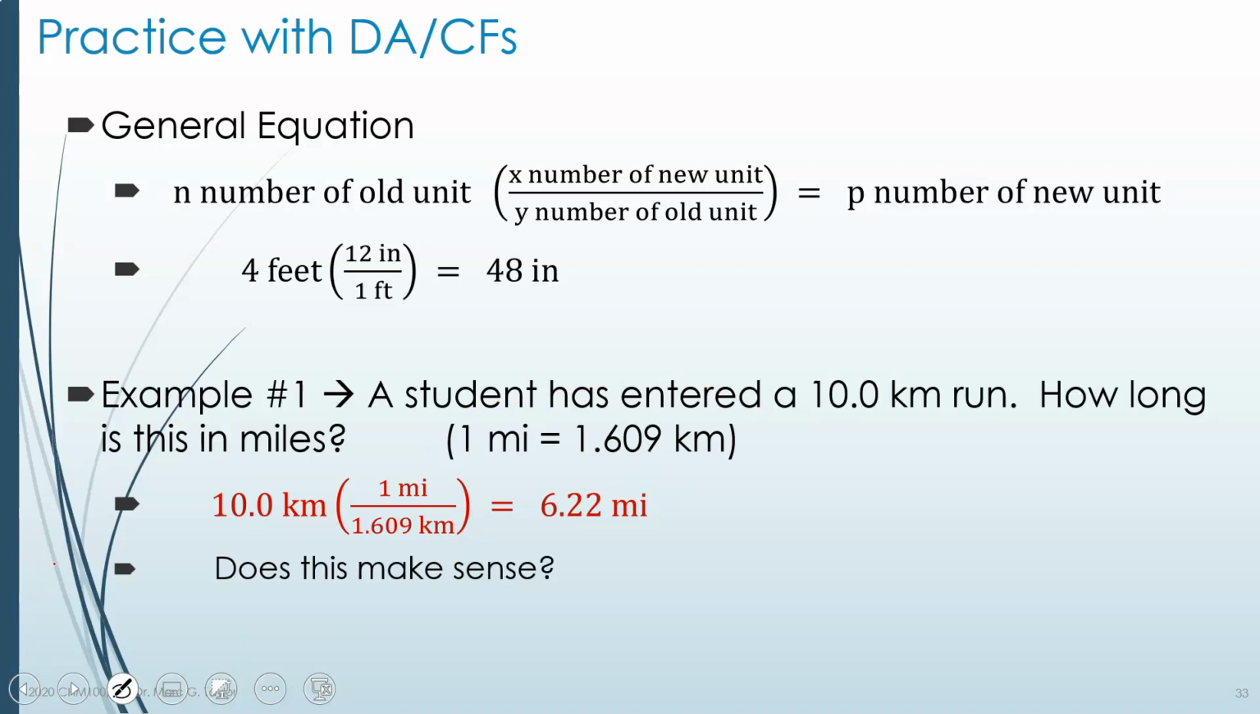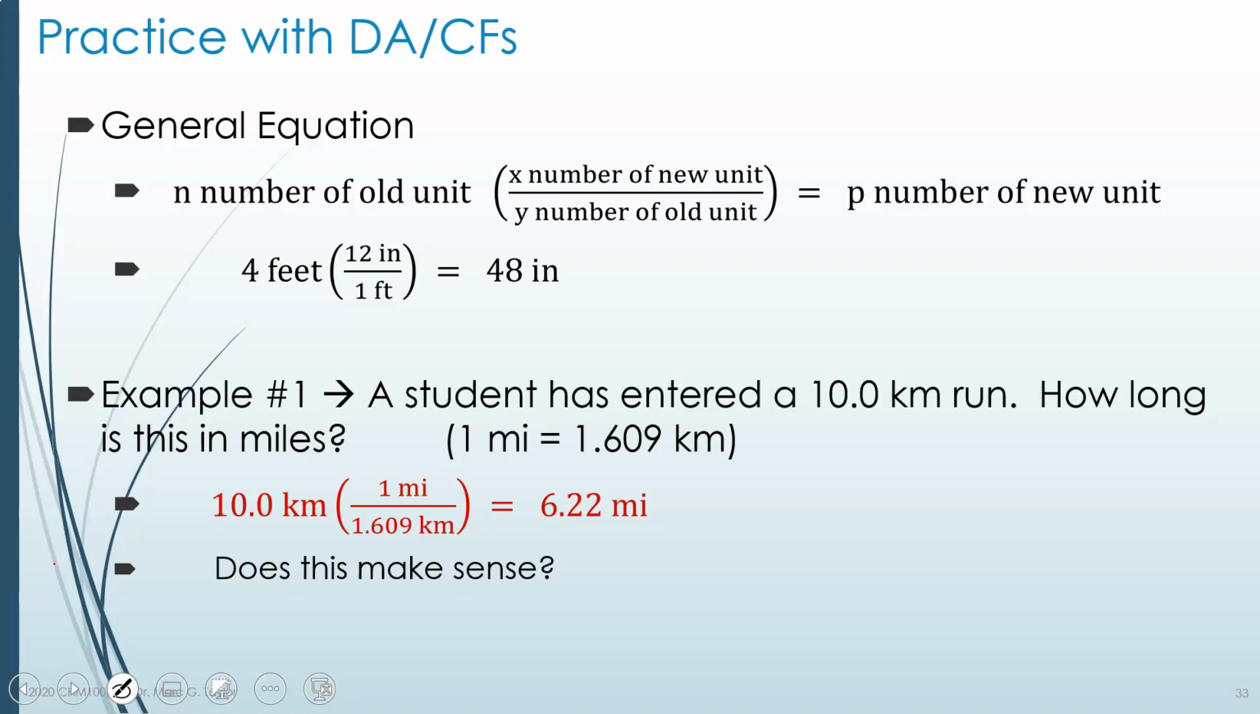Does this answer make sense? Well, look at it. We started with 10.0 kilometers, and we ended with 6.22 miles. Now, you'll notice I've already rounded this answer to 3 significant digits. We actually have more digits here, but I rounded it to 3 because we started with 3, and our conversion factor had 4. So our final answer should be the lesser of those 2 sig figs, which is 3, and therefore our answer is rounded to 6.22 miles.